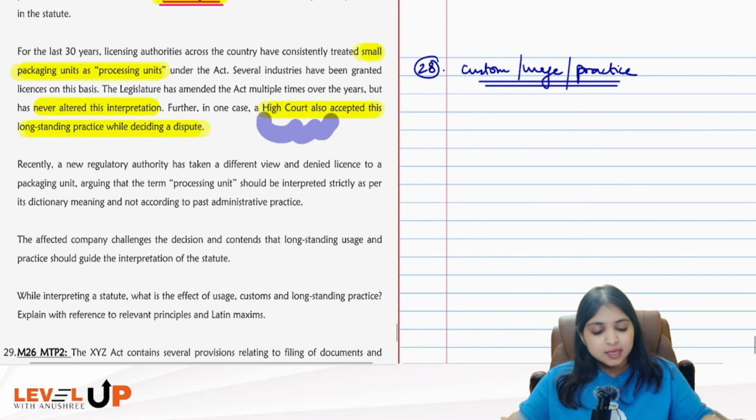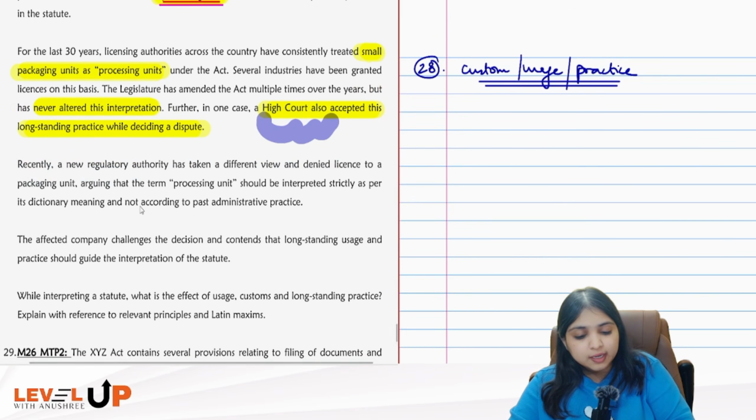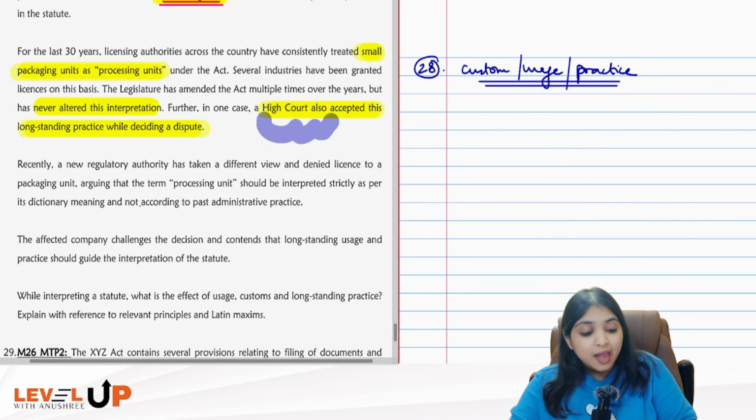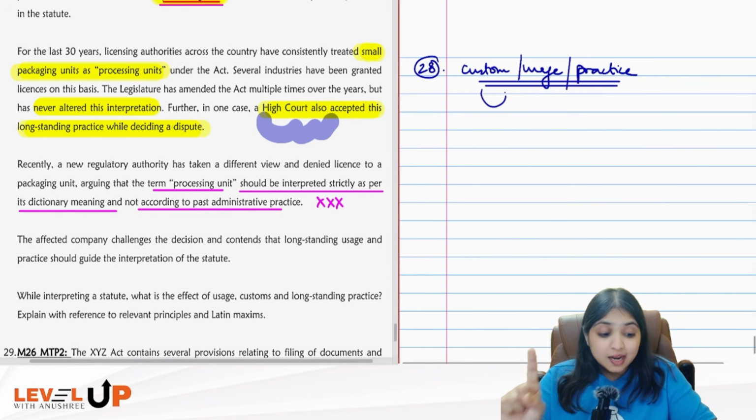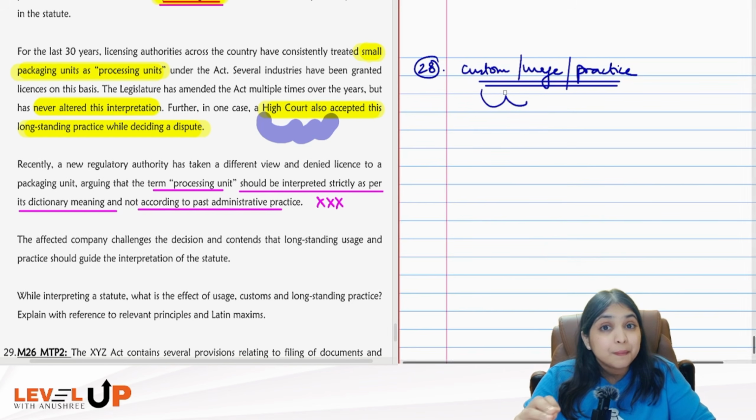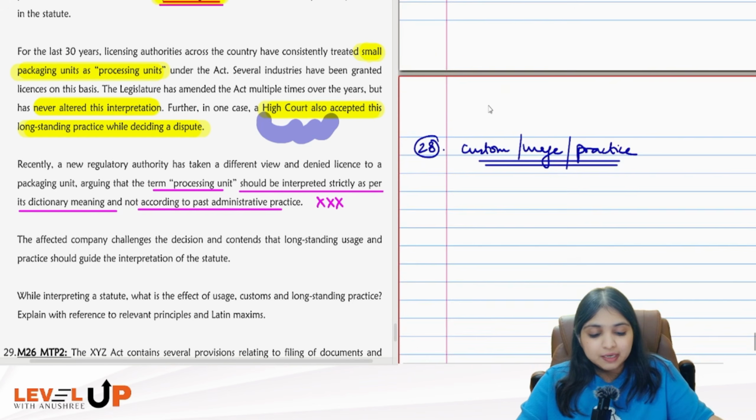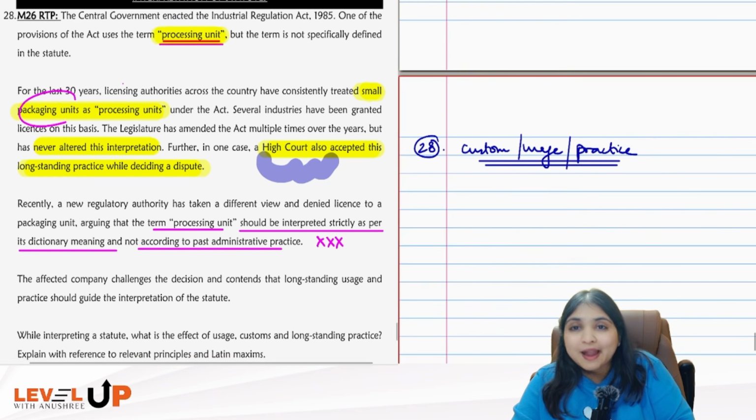Then what happened? Recently, a new regulatory authority has taken a different view and denied license to a packaging unit, arguing that the term processing unit should be interpreted strictly as per dictionary meaning and not according to past administrative practice. This is wrong. It's a custom. It's become a usage now. It's become practice now. We have to interpret processing unit as it includes packaging unit also.